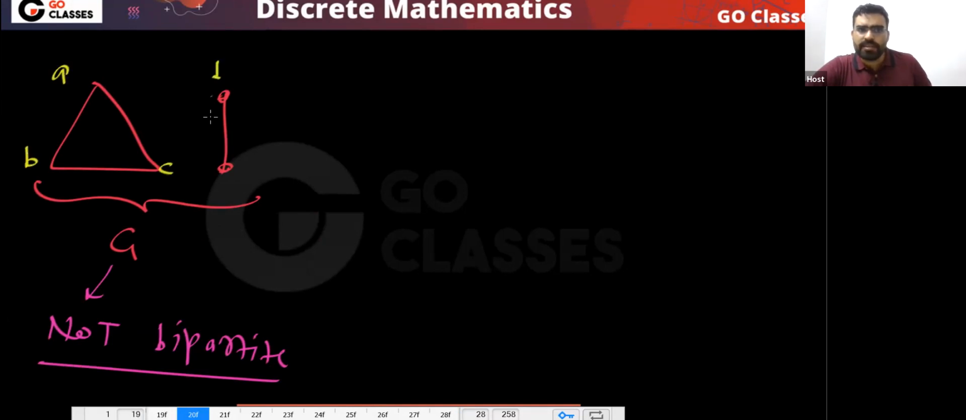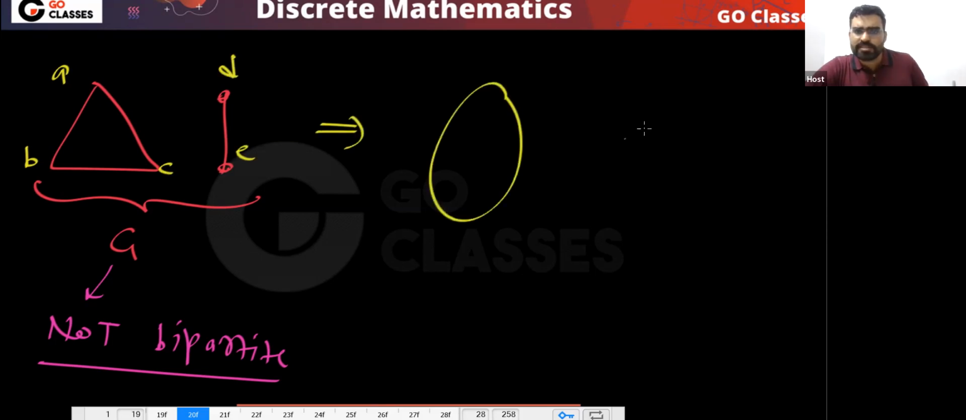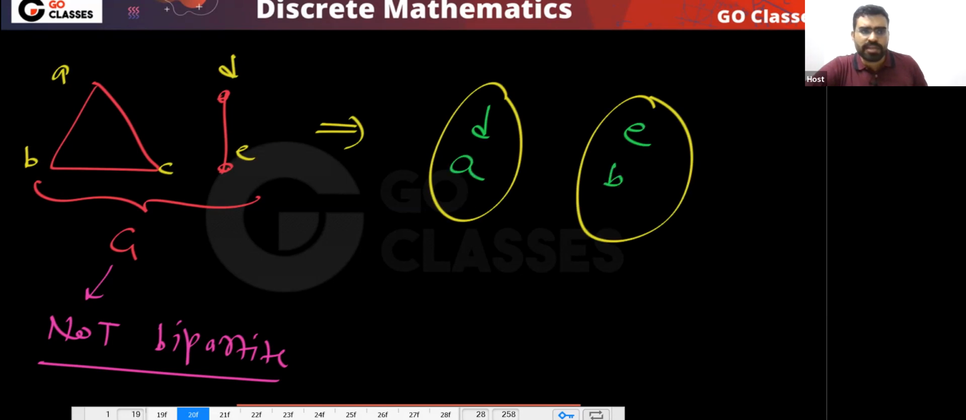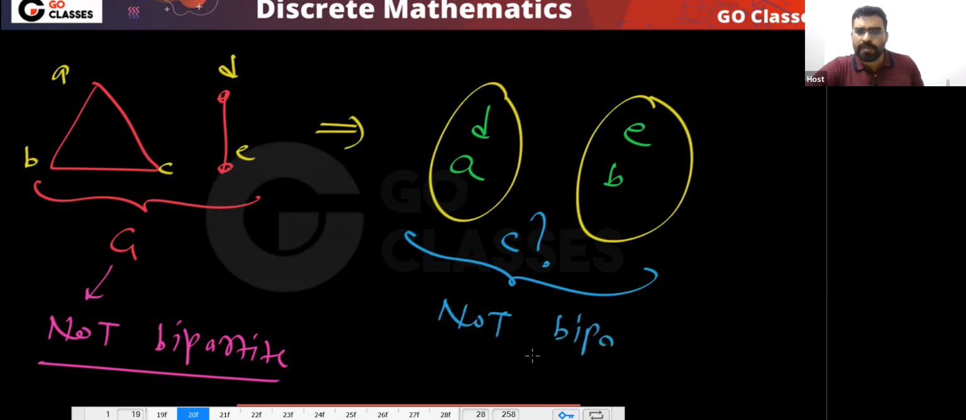A, B, C, D, E. Let's try to create a bipartition. If I put D here, I will put E here. If I put A here, then B goes there, and now there is nowhere to put C. We cannot put C, so this graph is not bipartite. Yes or no?